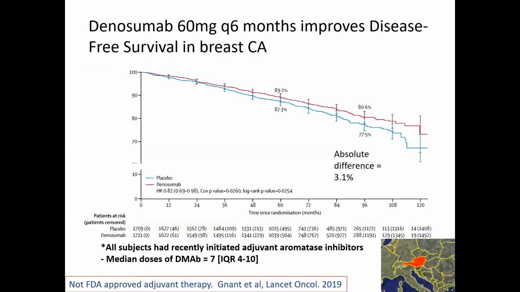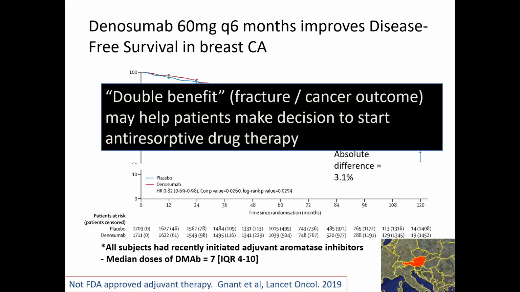Okay. And indeed, with denosumab in the ABCSG-18 study, there was an improvement in disease-free survival. It takes a little while to show up here, but all these patients, again, had recently initiated aromatase inhibitors. And you see that the median dose number was 7, the interquartile range was 4 to 10. And you see the absolute difference here of about 3.1%, which was very similar to that shown with bisphosphonates, as we'll see. Okay. And this is important, this double benefit, this adjuvant benefit and the anti-fracture benefit. I think a lot of patients, I would want to know myself about this effect, it will help them figure out about starting treatment. And it depends if that patient is a minimalist or a maximalist and so forth. Okay.